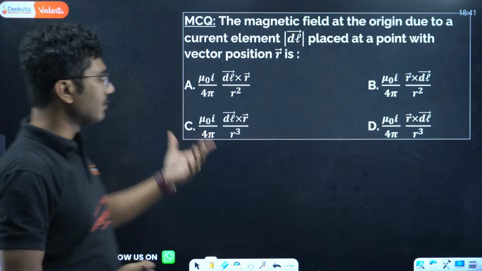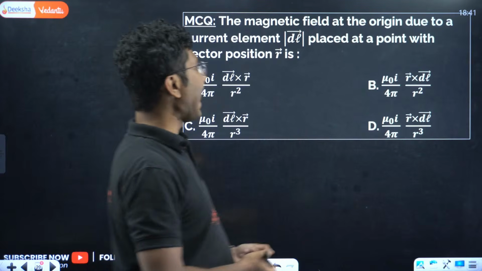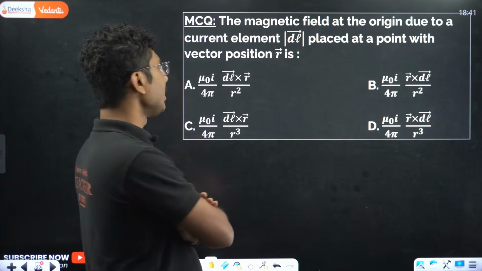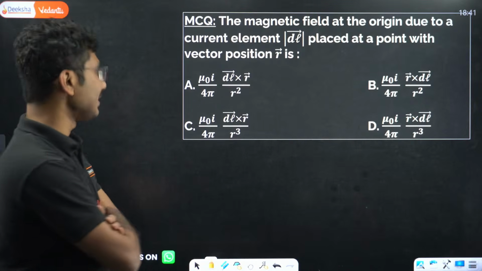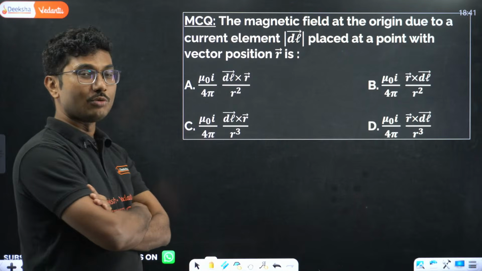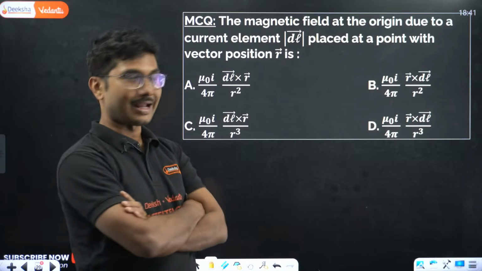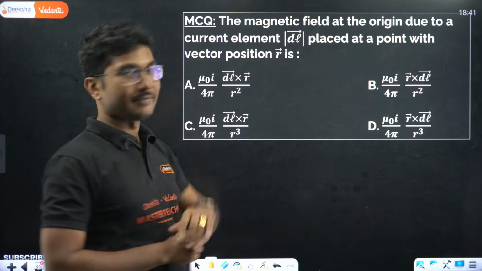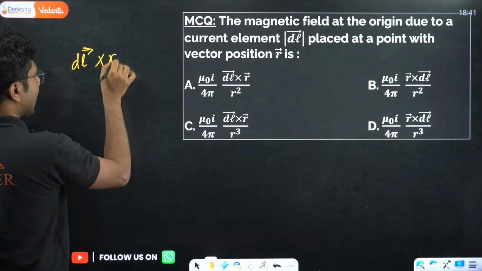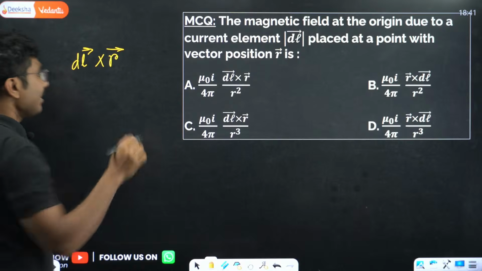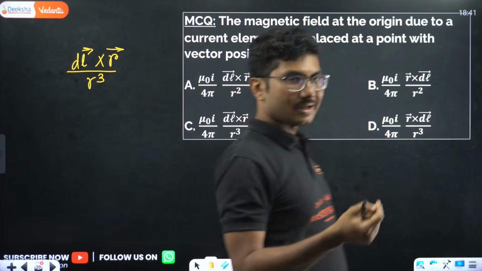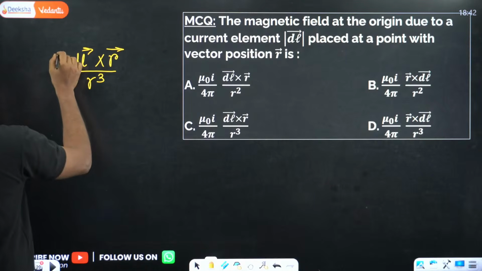Okay. Now let's see one question. The magnetic field at the origin due to a current element dl placed at a point with position vector r vector is... So same question as before, that's why I told you both formulas, r vector and r cap as well. So if you see here, r vector is given. First of all, you need to remember the order. Order is dl first, then r. Now if you are writing r vector, there should be r cube in the division. Obviously I told you that.